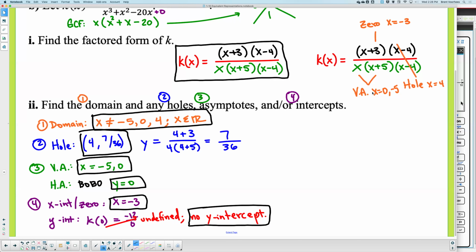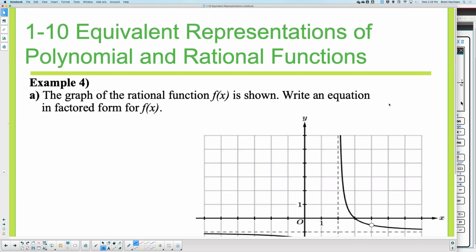On a rational, where do you find zeros? Numerator. Where do you find vertical asymptotes? Denominator. Where do you find holes? Both, top and bottom. All right, good.